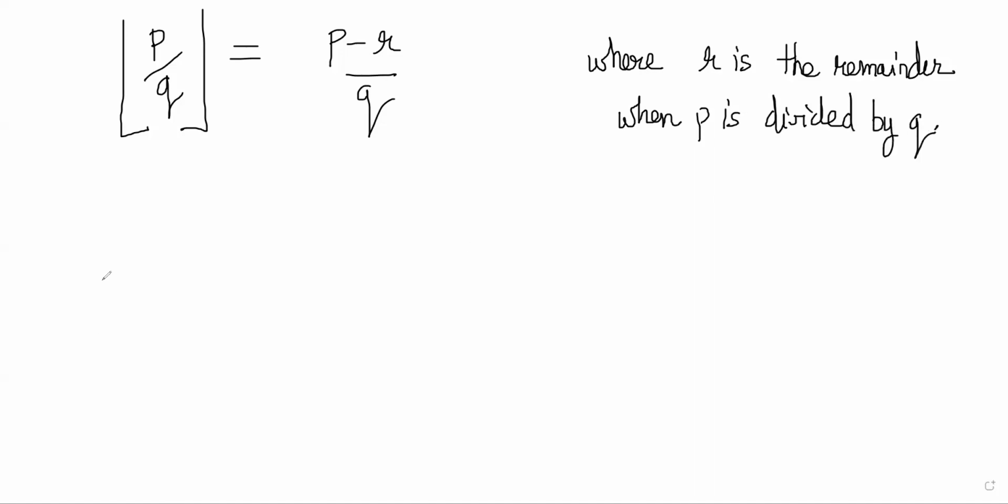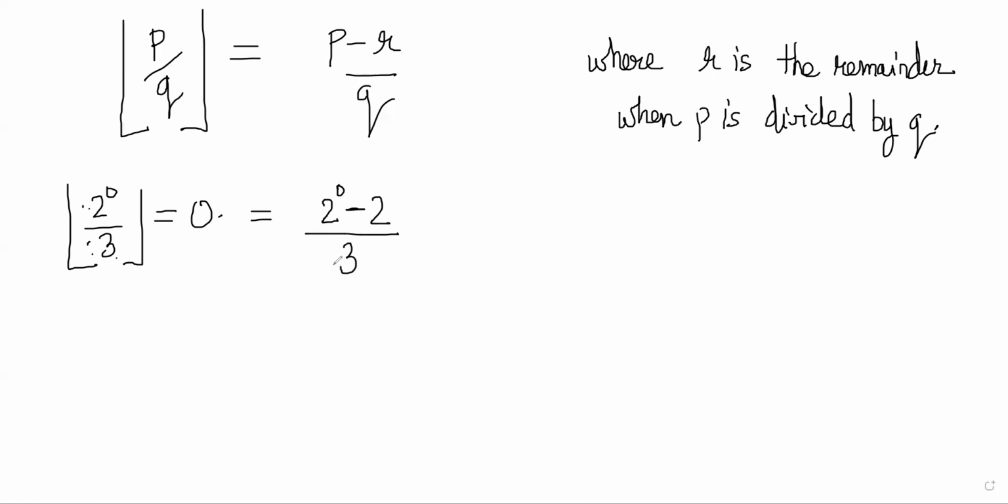So let's try to apply this property in this particular question. So we have, let's say, 2 power 0 by 3, right? This will be simply 0 because here this is lower than this number, right? You can also apply this formula here. We can say it is 2 power 0 minus the remainder when 2 power 0 is divided by 3, right? So that becomes basically 0.